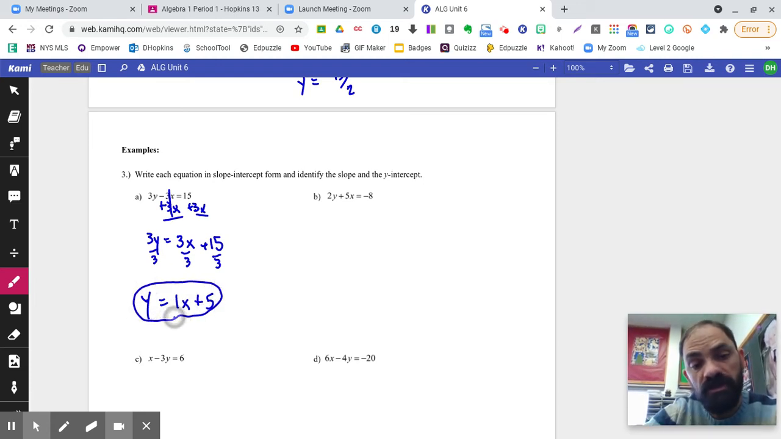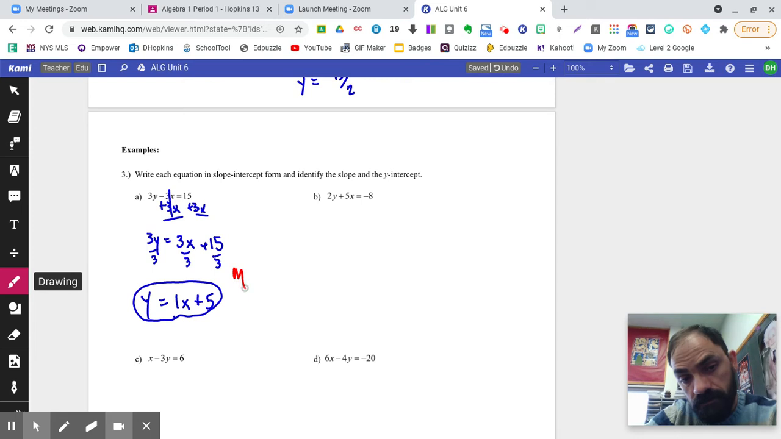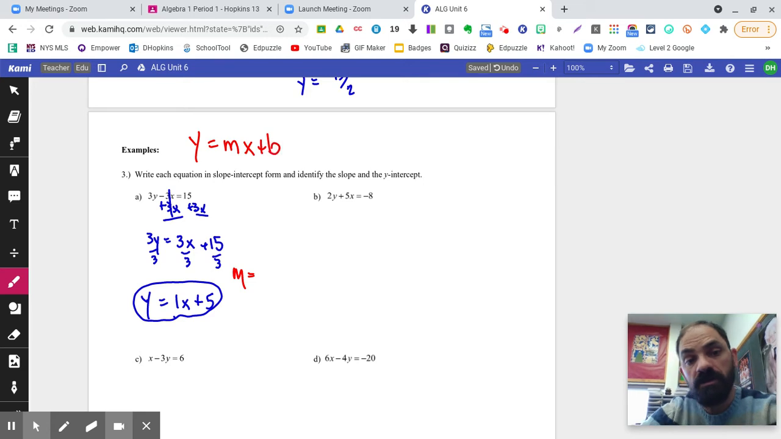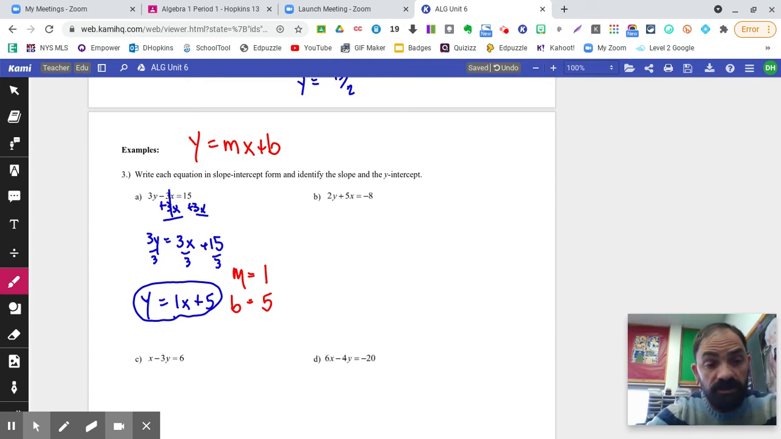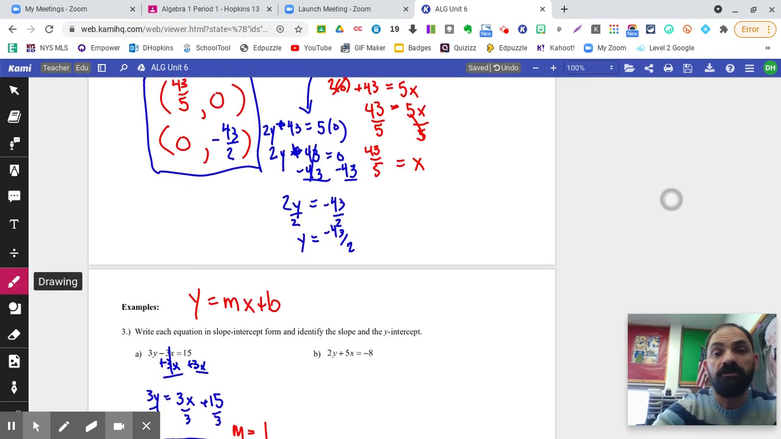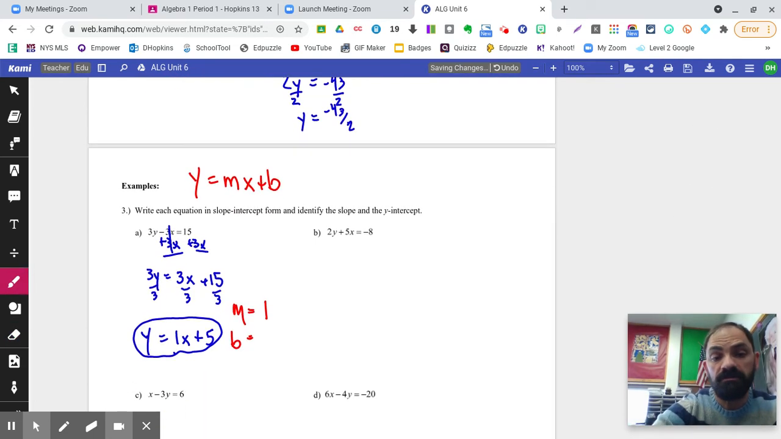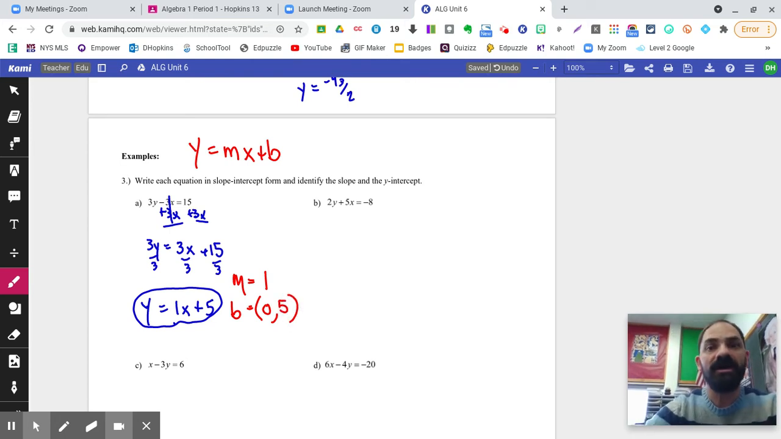So if this is the equation of the line, the slope is, remember in the equation y equals mx plus b, the slope is the number in front of x, represented by m. So the slope is 1. And the y-intercept is 5. And actually, since we just learned how to write the x and y intercepts as ordered pairs, it is going to be 0, 5. That's the y-intercept from now on.